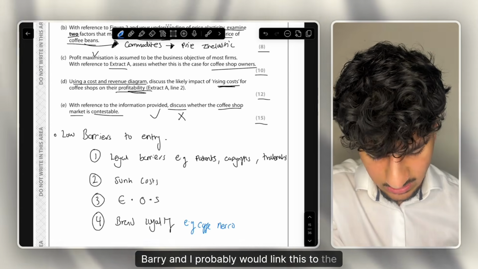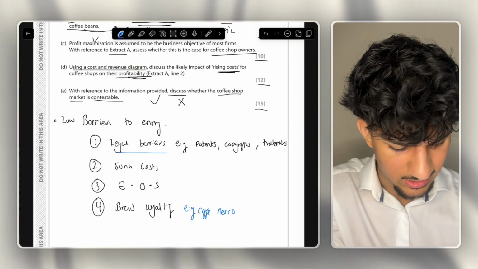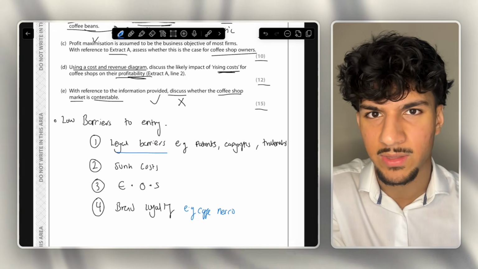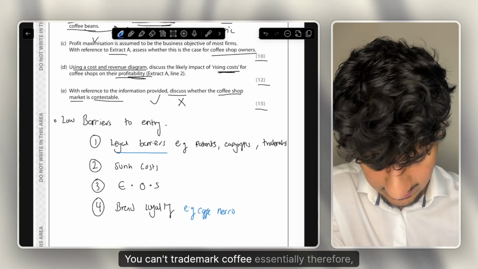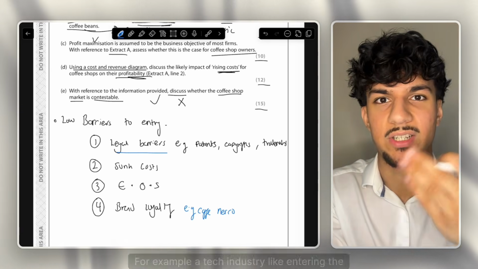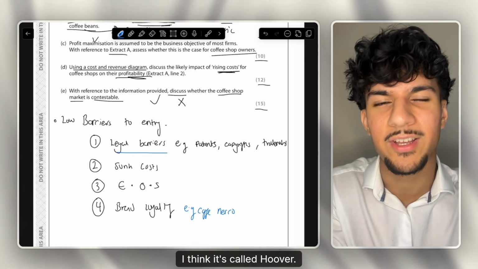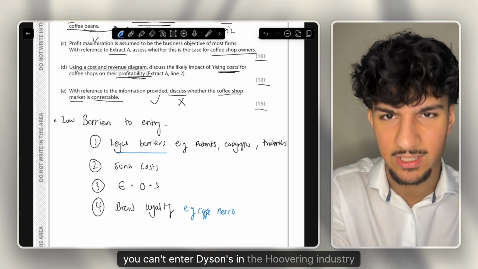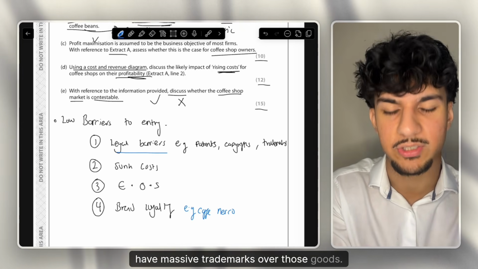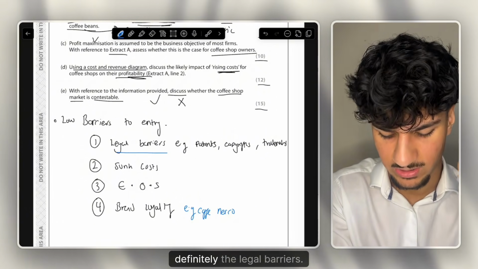And I probably would link this to the barrier to entry of legal barriers, since in the coffee shop market, like I said, it's not really a tech industry. There are not really many trademarks, copyrights, patents. You can't trademark a process of making coffee. You can't trademark coffee, essentially. Therefore, that is definitely one thing that makes it more contestable than other markets. For example, in a tech industry like hoovering, I think it's called Hoover, like Dyson, you can't enter Dyson's hoovering industry, as Dyson have massive patents and massive trademarks over those goods. Whereas in the coffee industry, one thing that makes it contestable is definitely the legal barriers.